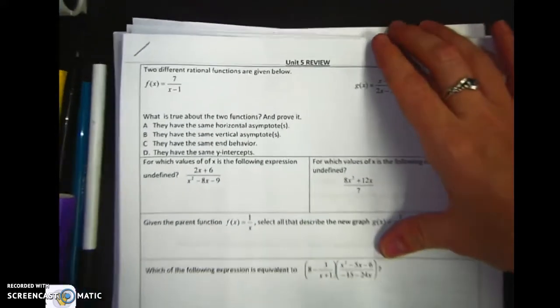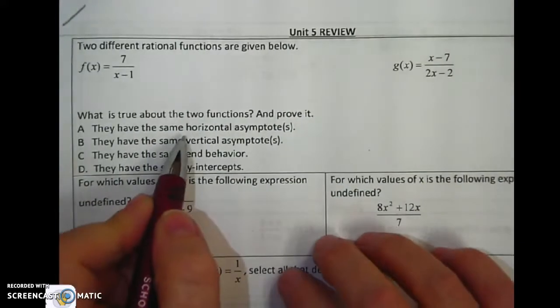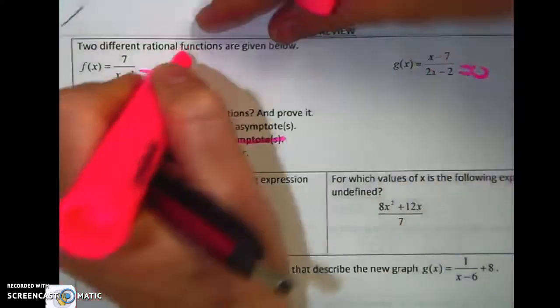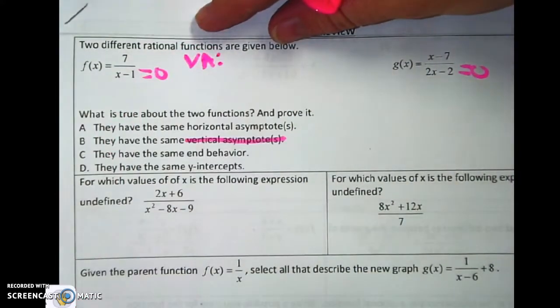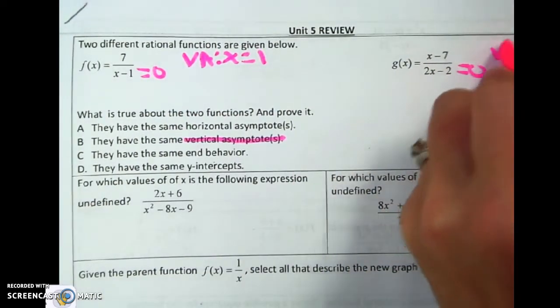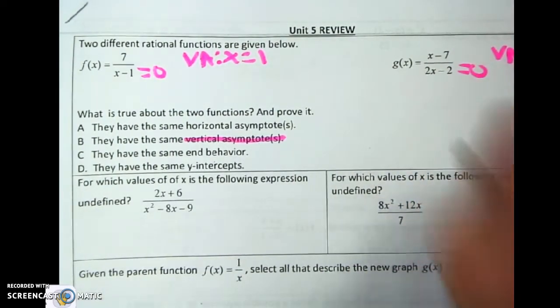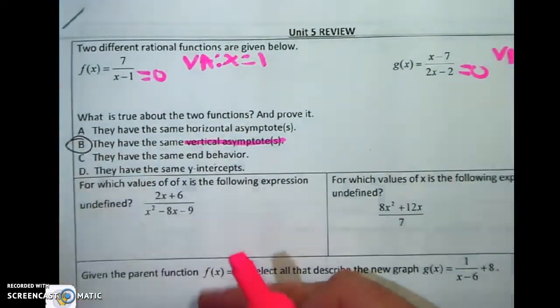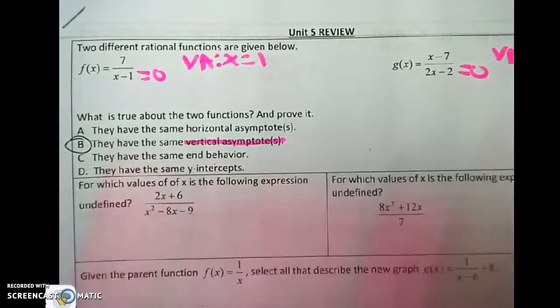All right, so when I'm looking at the first one, they're asking about different things. They're asking about the vertical asymptote, which means I set the denominator equal to 0. So I know the VA is x equals 1. And the VA here is also x equals 1. Okay, so they actually have the same vertical asymptote, so B. They have the same horizontal asymptote.